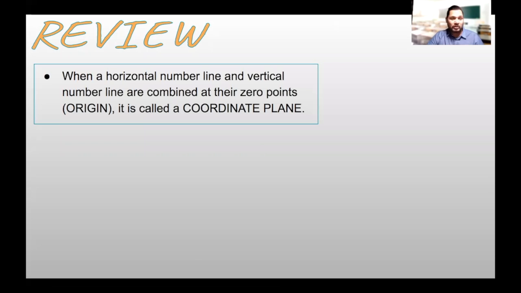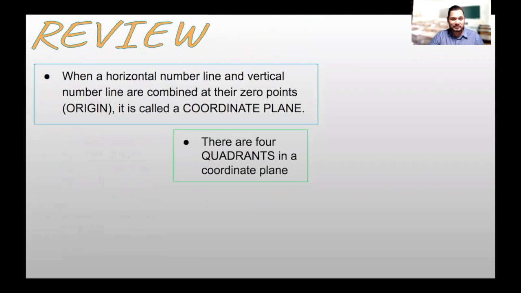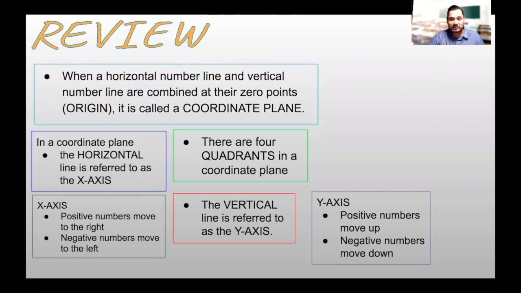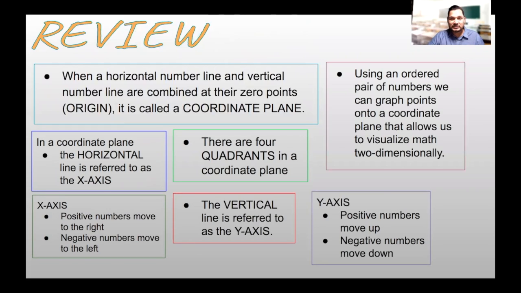We learned that when a horizontal and vertical number line are merged at their 0 points, which we call the origin, it creates a coordinate grid called a coordinate plane. That coordinate plane has 4 quadrants. And in a coordinate plane, the horizontal line is referred to as the x-axis, and the vertical line is referred to as the y-axis. We also learned how to use an ordered pair to graph coordinate points onto a coordinate grid. And these points allow us to visualize math in a 2-dimensional way.